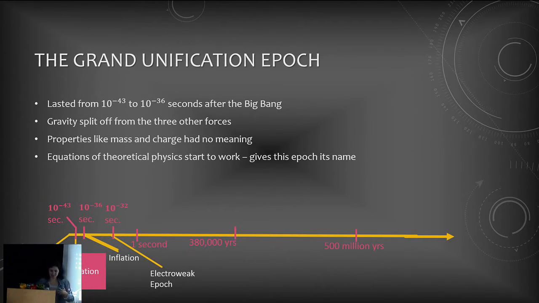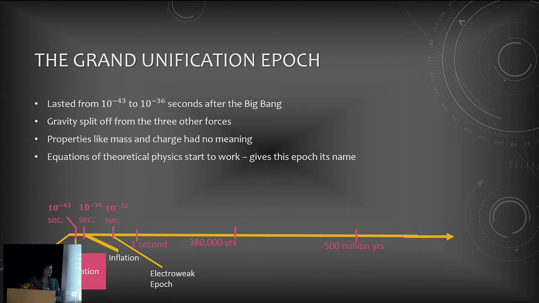Fortunately, the Planck epoch didn't last very long, and after that came the Grand Unification epoch. That was also pretty short, lasting from 10 to the negative 43 to 10 to the negative 36 seconds after the Big Bang. The reason it's called the Grand Unification epoch is because gravity split off from the other 3 forces. It wasn't so hot that all 4 forces were indistinguishable from each other. And so equations of theoretical physics can describe these 3 peppers. They can describe how electromagnetism, the strong force, and the weak force could unify into one force. That's why it's called the Grand Unification epoch, because we have a theory of unification that works during this period. But it was still really, really hot. So hot that properties like mass and charge still had no meaning.